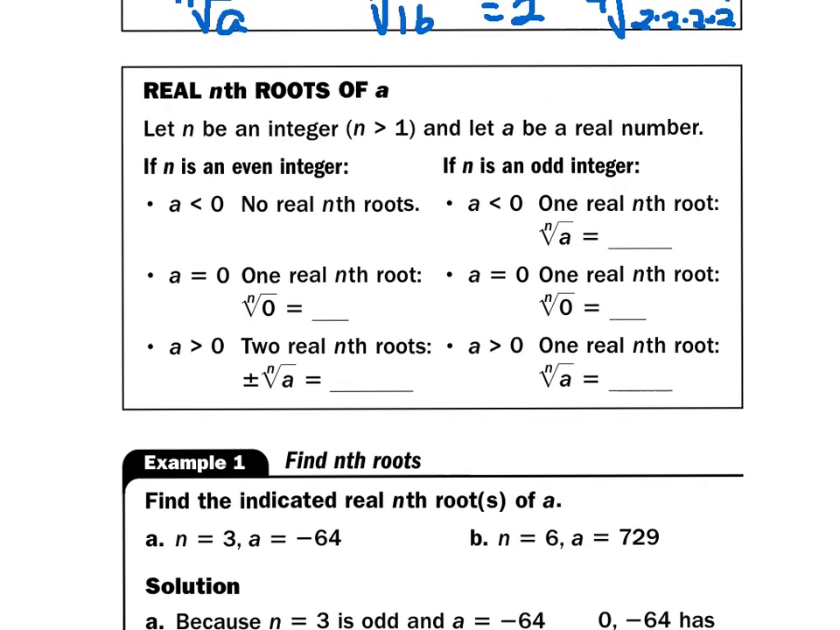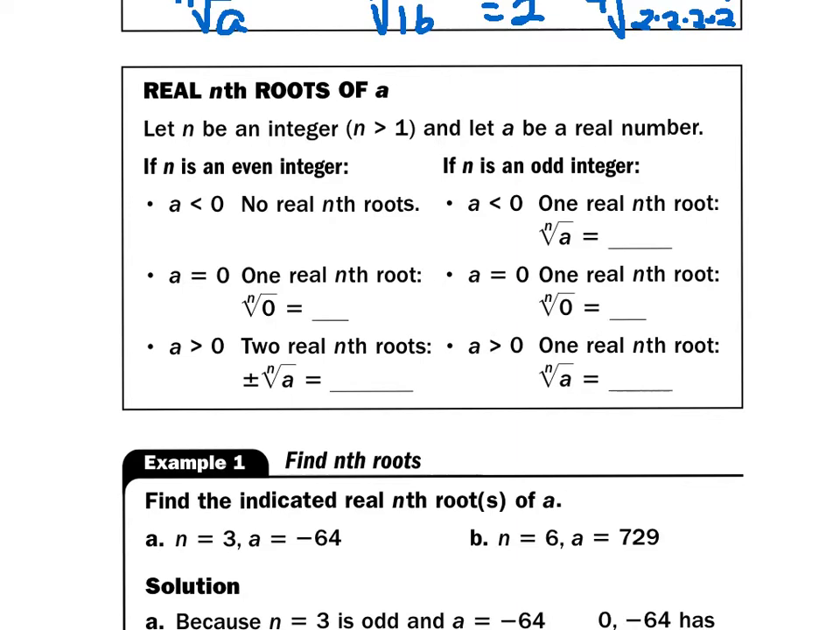Okay, real nth roots of a. Let n be an integer greater than 1, and let a be a real number. If n is an even integer, and a is less than 0, then we have no real nth roots. Let me see if I can write an example of this. This sounds really confusing, doesn't it? But it's not.